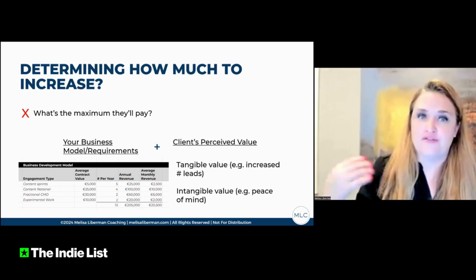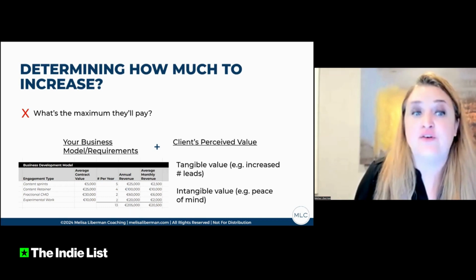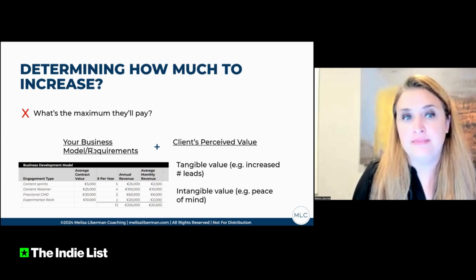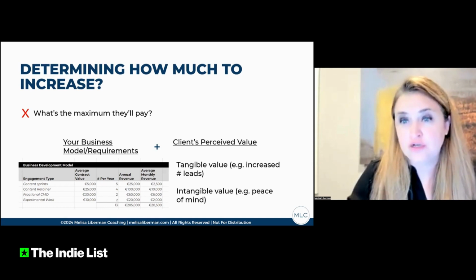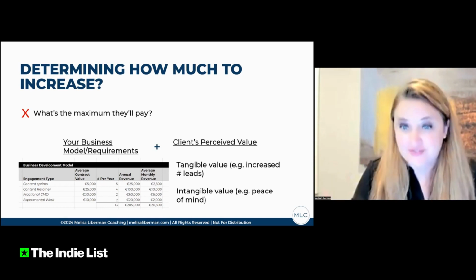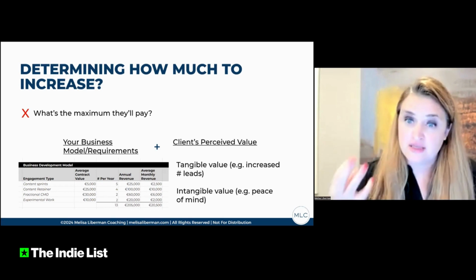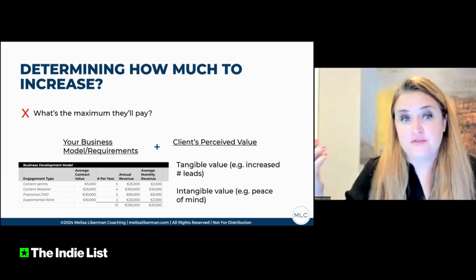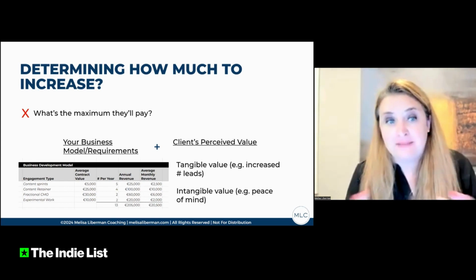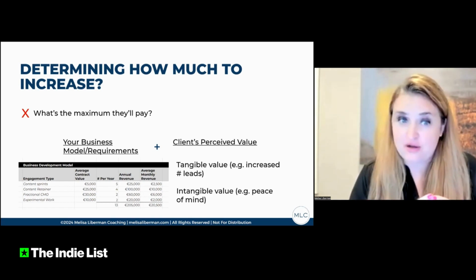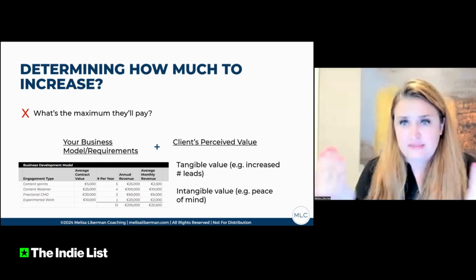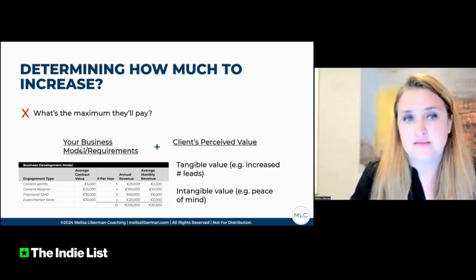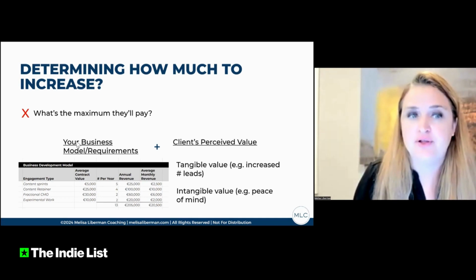And what I want to offer you today is a different way of looking at this, which is really combining your business requirements. You are selling your inventory. You have inventory available, which is the amount of client capacity you have, and figuring out how that maps up to your business model, and then ultimately marrying that up with the client's perceived value. So I'll go into this in more detail here to give you an example.